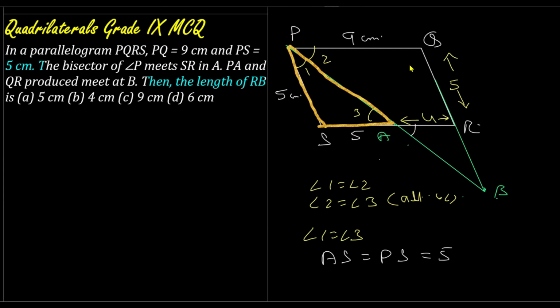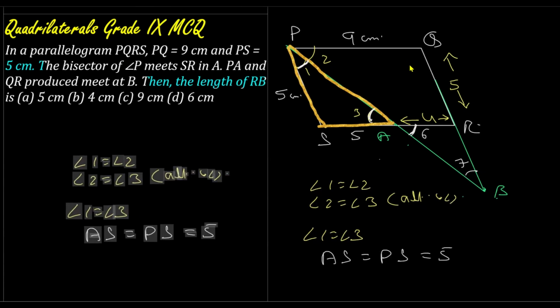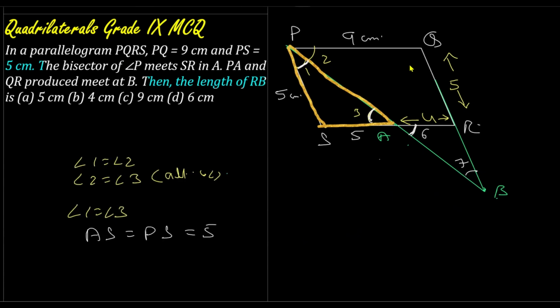Now what else? I can see that this angle will be equal to this. Now what should I name it? Say angle 6. Angle 3 is equal to angle 6. And moreover, we know that by alternate interior angles, angle 1 is equal to angle 7. So let's write it down. One more time, angle 3 is equal to angle 6, that's by vertically opposite angles, and angle 1 is equal to angle 7, that's by alternate interior angles.